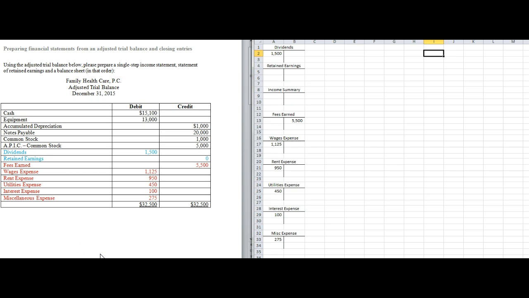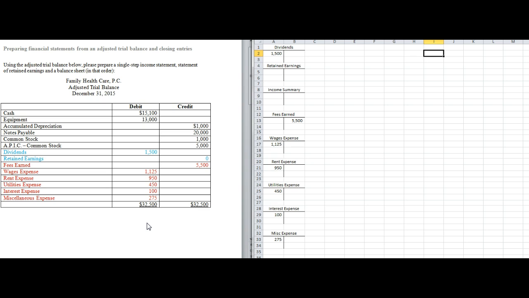The second part of this problem asks us to close out our temporary accounts. In other words, it's the end of the year, so we've got to start counting our sales all over again. It's the end of the year, so we've got to start counting our expenses over again. It's the end of the year, so we've got to reduce our retained earnings by the dividends that were paid out.